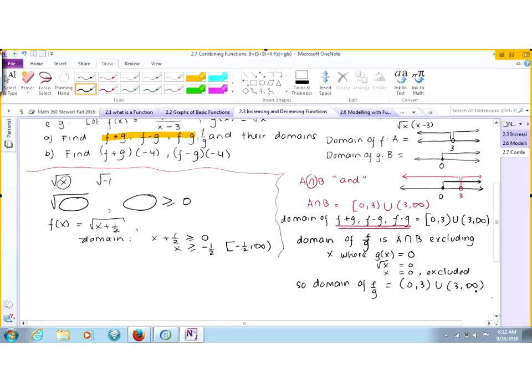Yeah, because this is your answer, but you have to exclude when x equals 0. So you're not excluding this point only. That's why I have 0 to 3 union 3 to infinity. Does that make sense or no? You want to do one more? Okay. So just find the domain, because I know you know how to do the f plus g, f minus g, those things.